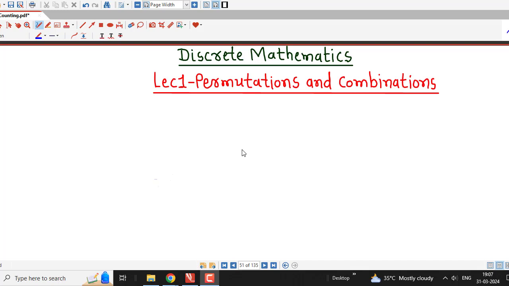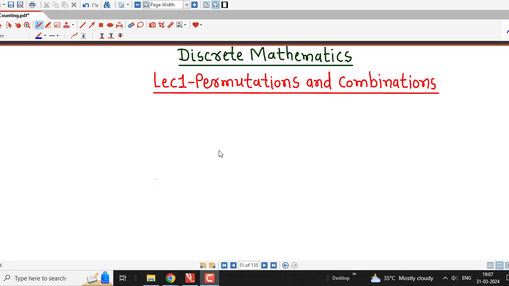From this lecture onwards, we are going to discuss permutations and combinations. Permutations and combinations are nothing but counting techniques for certain types of processes. So first we will concentrate on permutations. We will understand what a permutation is and how to count the permutations, and then we will go for combinations.